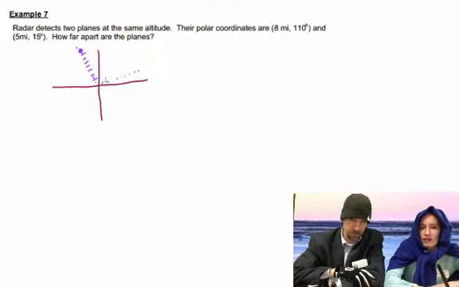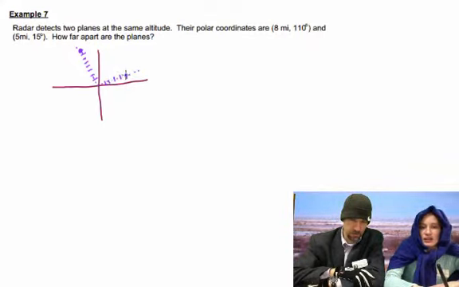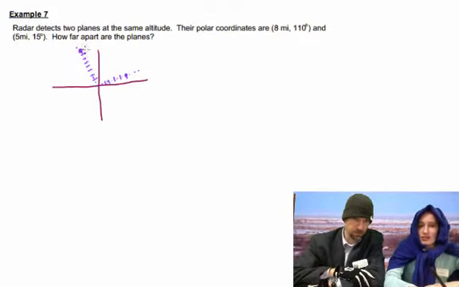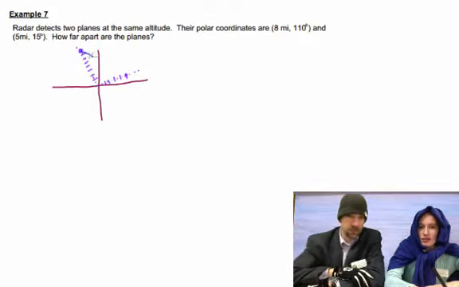Okay, and then 5 miles at 15 degrees. So this way, 15 degrees. And we're going out 5, so just draw 1, 2, 3, 4, 5. And it doesn't have to be perfect or exact or anything. I did not need to make dotted lines. I'm not really sure why I did.